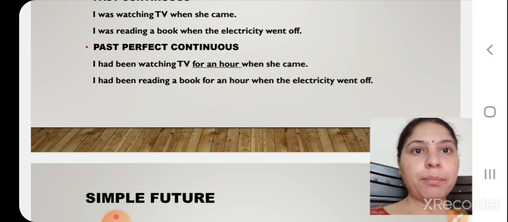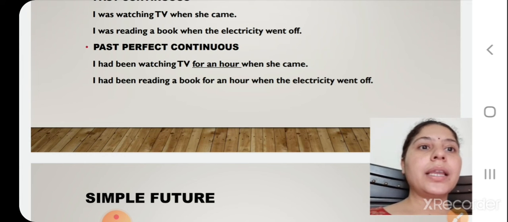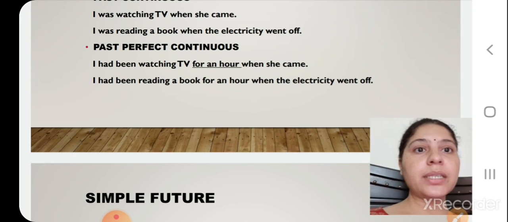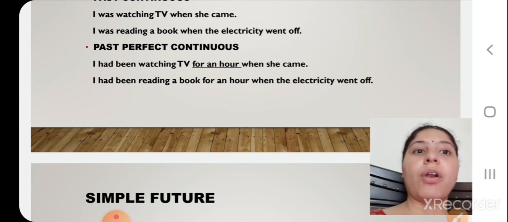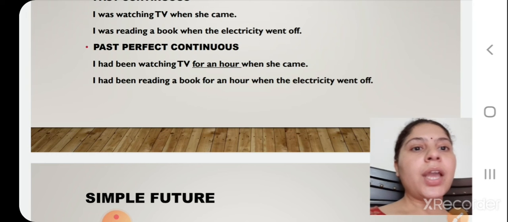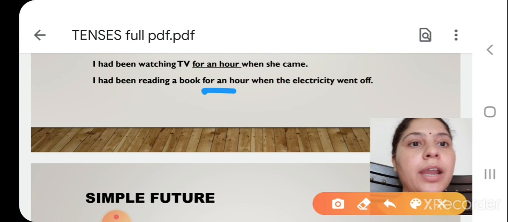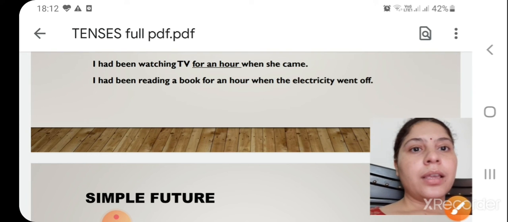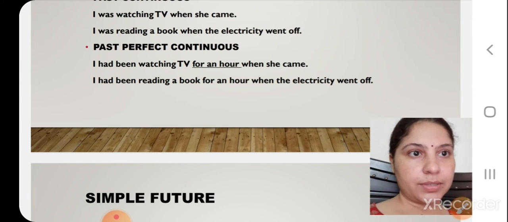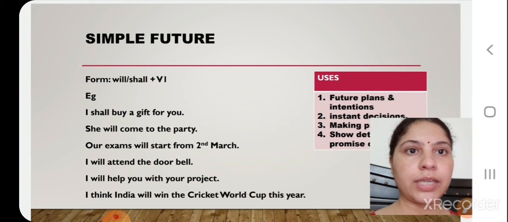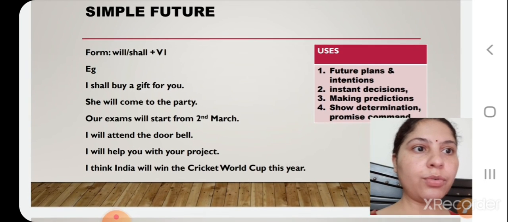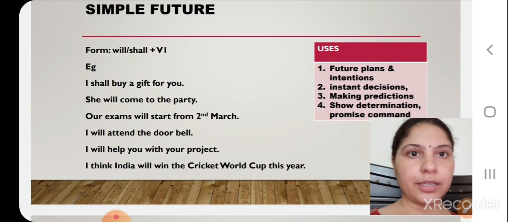Look at the second example. I was reading a book when the electricity went off. And the same sentence becomes past perfect continuous if we write the duration for that reading of the book. I had been reading a book for an hour when the electricity went off. This for an hour makes the sentence past perfect continuous. I hope you are able to understand. These tenses are very much important for you to become fluent speakers in English.